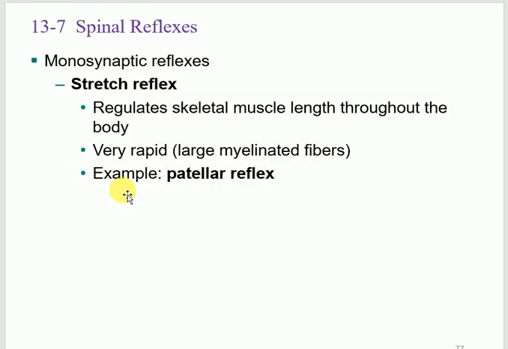Here is the example that I talked about. Monosynaptic. What's the example? Stretch reflex or patellar reflex or the knee jerk that I talked about. Okay, you have to know this. Monosynaptic. Give me an example. Stretch or patellar reflex. This is a knee jerk. When we hit with the hammer, you're going to move your leg like this. So this is the example.